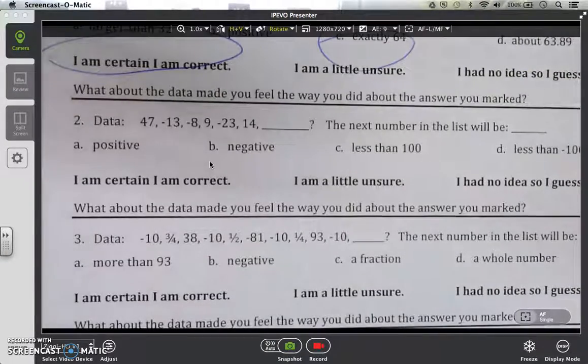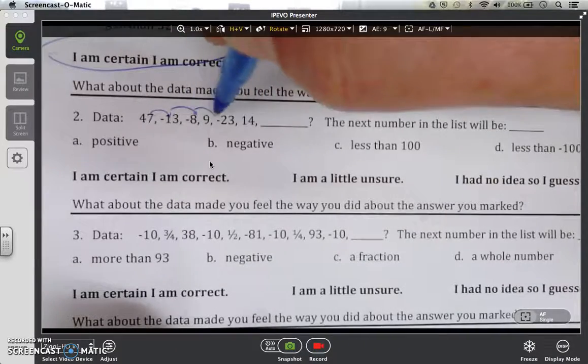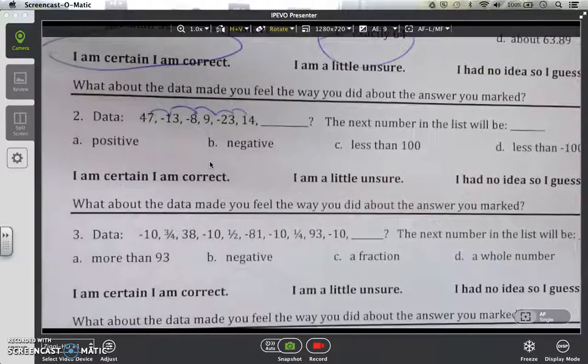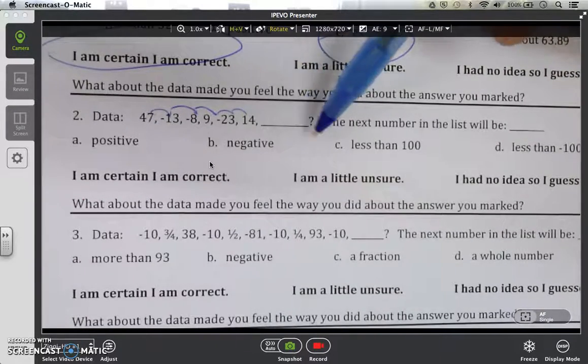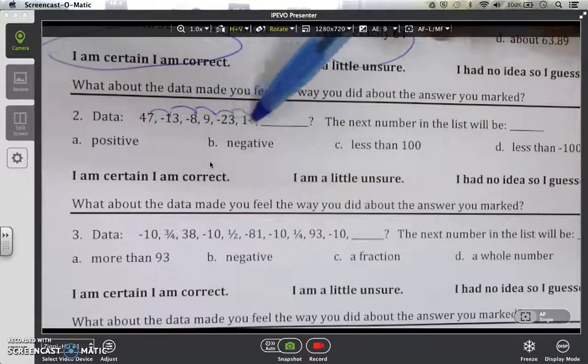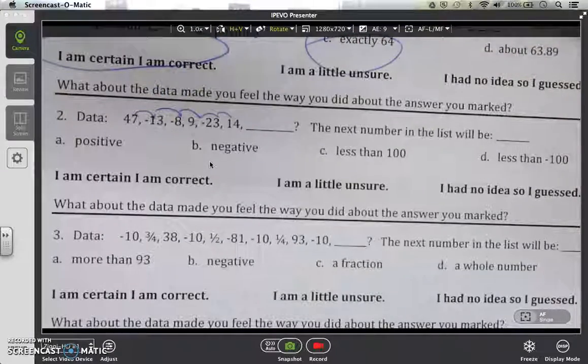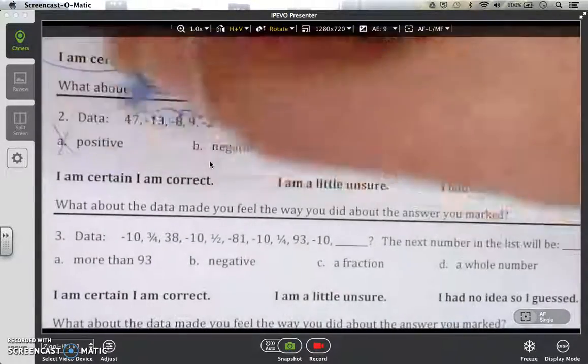Okay, and that's what they want you to look at. Can you tell anything about this? Well, not really. It's not following a set pattern from number to number. So the next number, I don't know if it's going to be negative or positive, because it's going positive, negative, negative, positive, negative, positive. It's not going every other, because it's got two negatives in a row here, but then not. So I can't really tell if it's positive or negative.